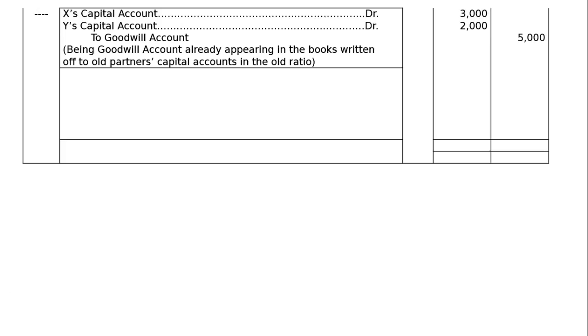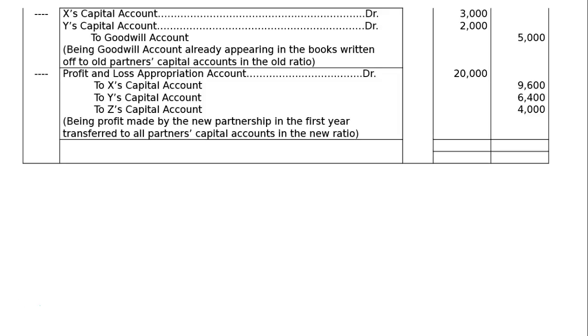X capital account debited rupees 3000, Y's capital account debited rupees 2000, to goodwill account 5000. Being goodwill account already appearing in the books written off to old partners' capital accounts in the old ratio. This 5000 was written off to old partners' capital accounts in the old ratio.